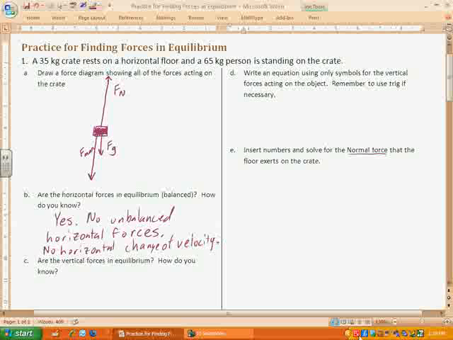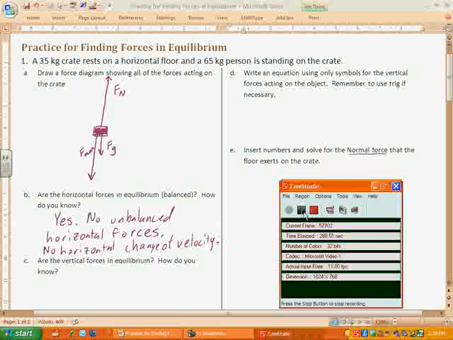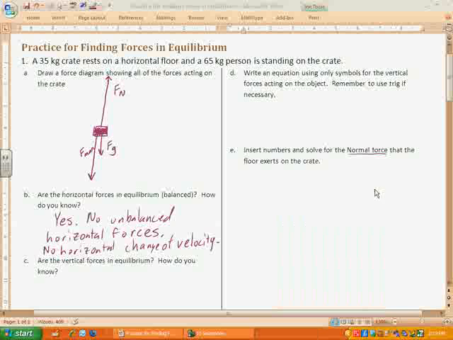Try letter C now. I'll give you time to pause it and do letter C. Alright, so hopefully you're back. Vertical forces in equilibrium. The answer again is yes. How do we know? Well, the box is just sitting at rest. Newton's first law says that if the forces are balanced, if it's in equilibrium, then it will maintain its state of motion. If it stays at rest, the forces are balanced. So again, no vertical change in velocity. All right? Awesome.